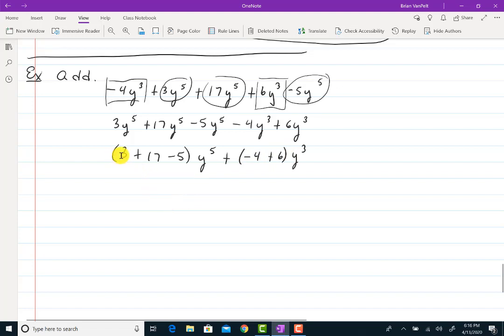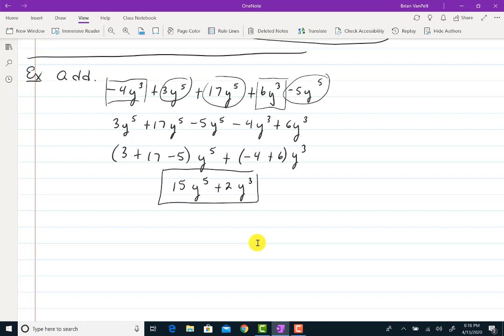Alright, here let's add these numbers up. I get 20 minus 5 is 15, so I get 15y to the fifth. And then here, negative 4 plus 6 is positive 2, so I'll get plus 2y to the third. So you can see, combining like terms was exactly what I did to add that stuff together. Let's do some more examples.